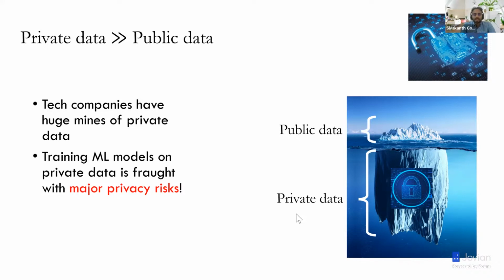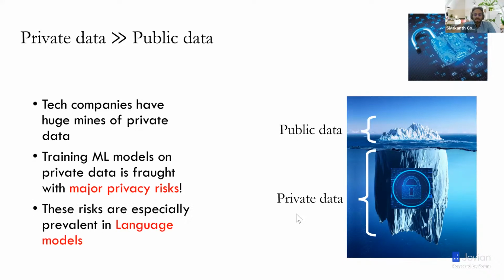If you train a machine learning model on this private data and you release this model to do other things, there are major privacy risks. I'll talk about what these risks are in a bit. These risks are especially prevalent in large language models, because these are generative models, and they have this issue that they sometimes memorize verbatim some of the training data they're trained on.